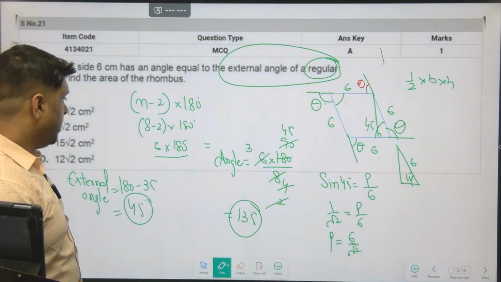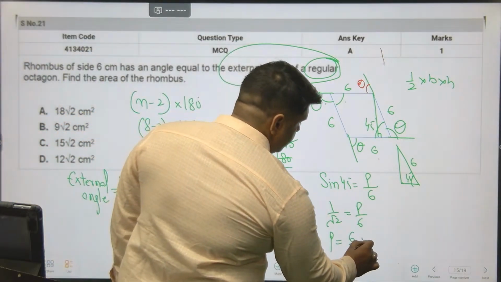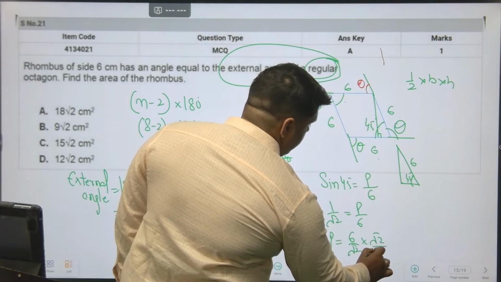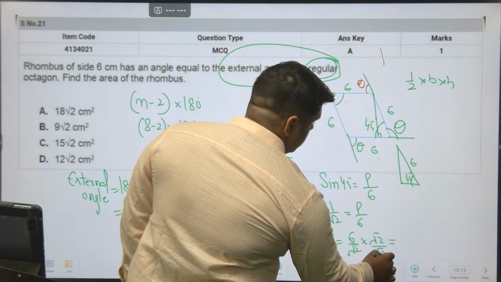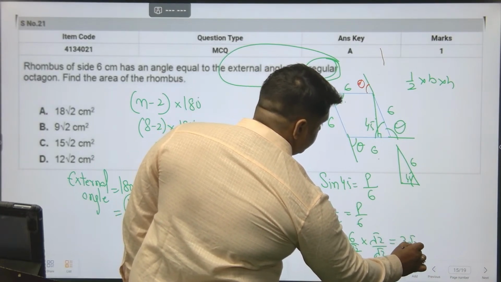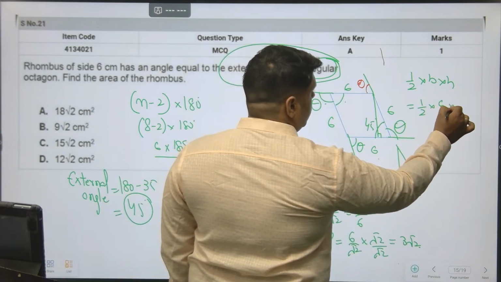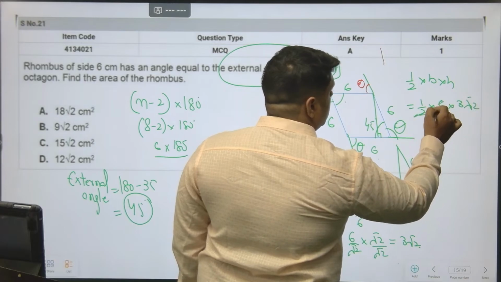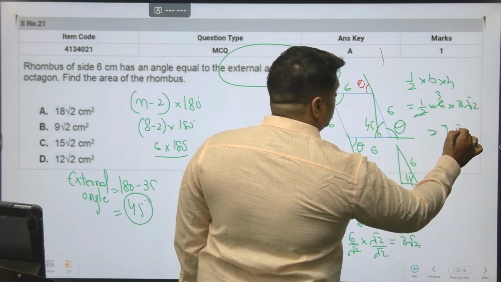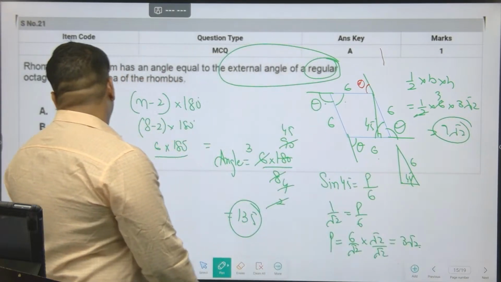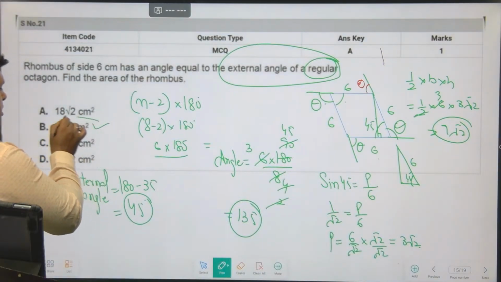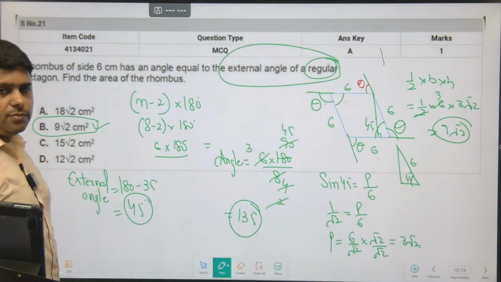So we have to rationalize it because they have given root in the options. So it will be equal to 3 root 2. So when we find the area, it is equal to 1 by 2 into 6 into 3 root 2, 3. So 9 root 2. So 9 root 2 is your answer. B is your answer.